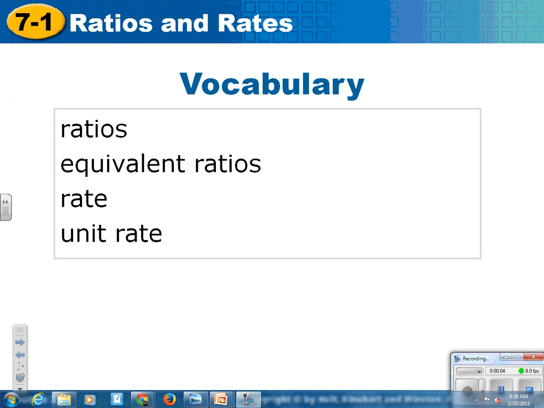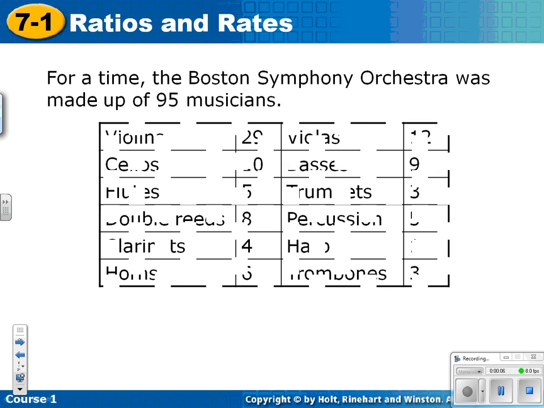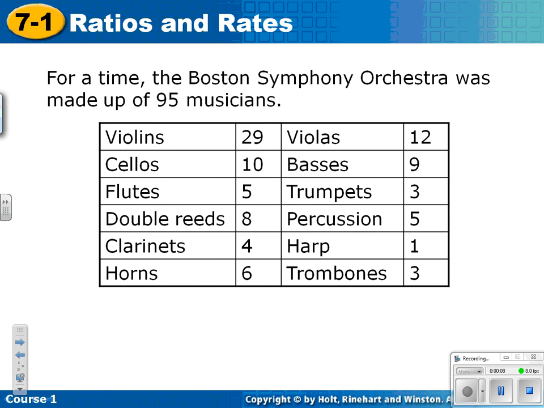Ratios, rates, unit rates. We're going to talk about all this stuff today. For a time, the Boston Symphony Orchestra was made up of 95 musicians. We are going to talk about ratios. Ratios will look a lot like fractions. We use them a little bit differently.